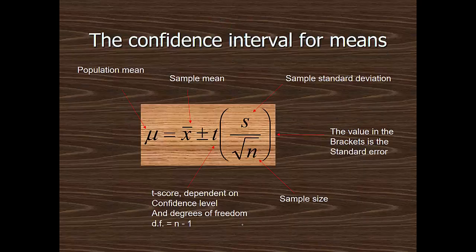So here, this is the final formula for confidence interval for means. We have the population mean being estimated by taking the sample mean and adding the product of the t-score, which you'll look up in the t-tables and depends on your sample size. Okay, so degrees of freedom here is sample size minus 1. And here we have the sample size, and this is just a calculation of standard error, the calculation in brackets.